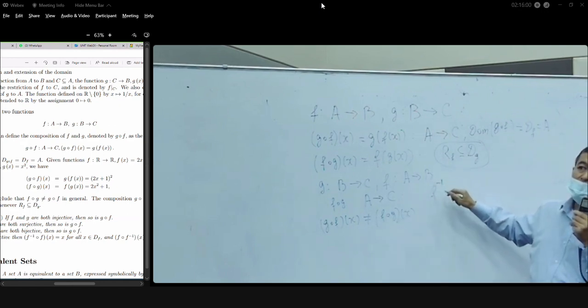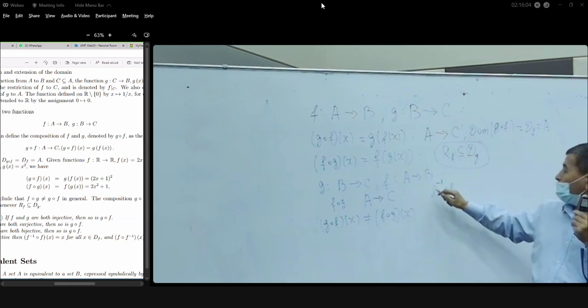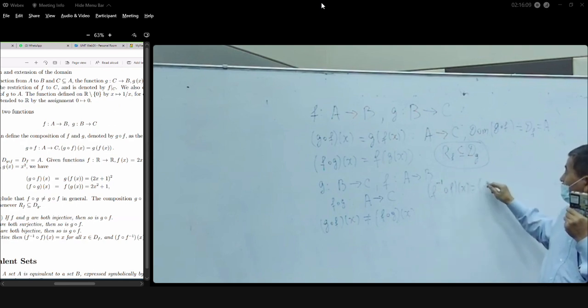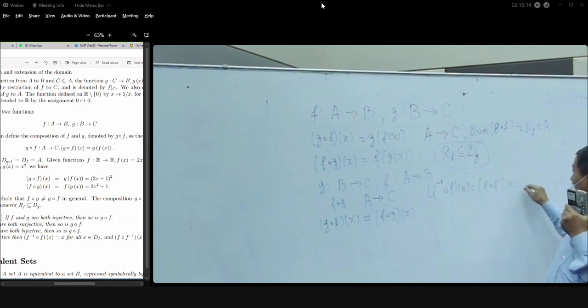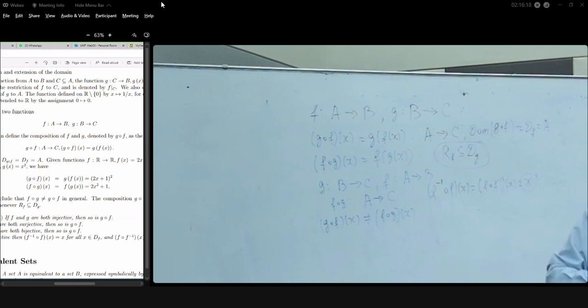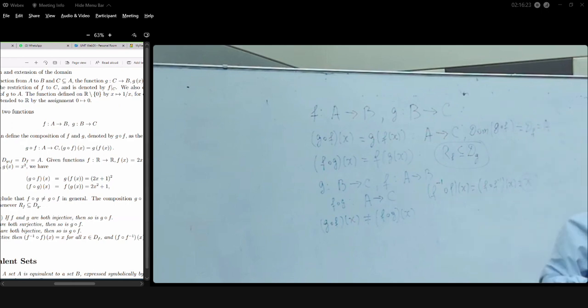So f inverse composition f, and f composition f inverse of x is the same x, but the domain is different. Okay, the domain is different. For the first case, x belongs to the domain of f. In the second case, it belongs to the range of f. So only the x belongs in different places. Okay, so please, if possible, prove it. Otherwise, memorize it.